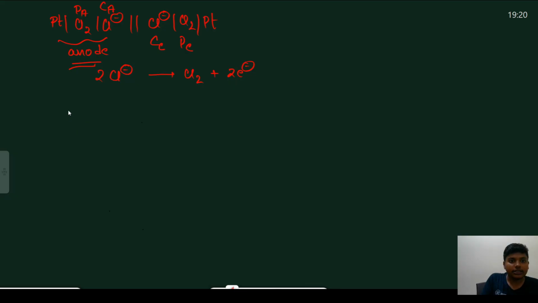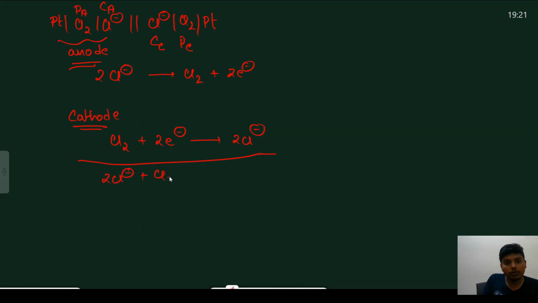Now this is the anode reaction. What is the cathode reaction then? Cathode reaction is reduction. So reduction will be Cl2 plus 2 electrons will give 2 Cl minus, yes or no? Now what is the overall reaction? We have to check. So the overall reaction will be 2 Cl minus plus Cl2 will give Cl2 plus 2 Cl minus. Now remember this, very important. What is this? This is Ca. This is Pa. Yes or no?